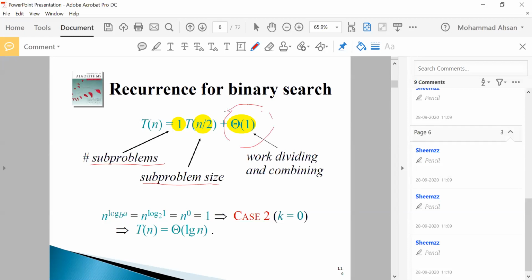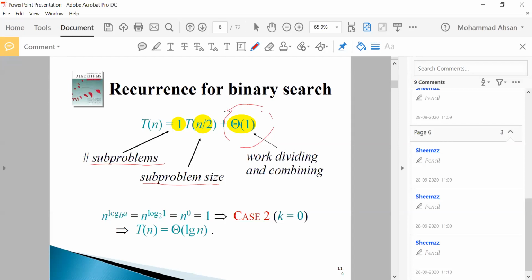Now, this is our timing equation, or the recurrence relation, for binary search. If you have to solve it, you can solve it using any method that you have learned. If you solve it using Master's theorem, then we find n to the power log a to the base b, which is log 1 to the base 2. Log 1 is 0, so n to the power 0 is 1.